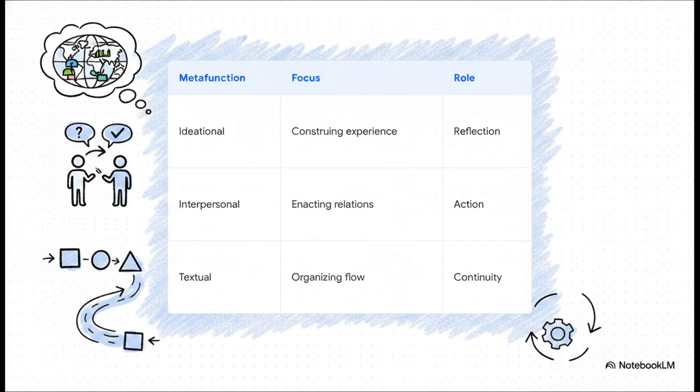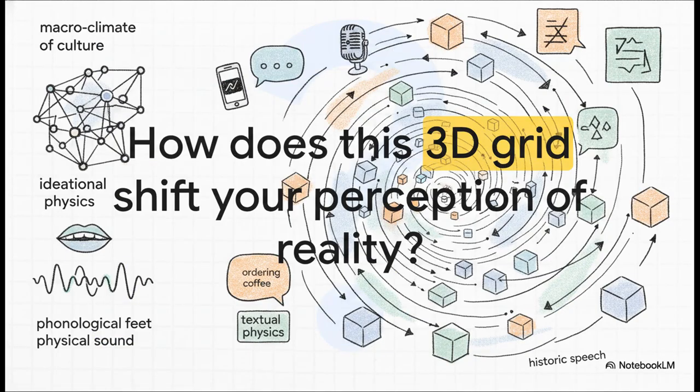And third is the textual metafunction, which organizes the flow of discourse. This is language as continuity, ensuring that your message holds together from one sentence to the next. Absolutely every single clause requires all three to function. So, we've zoomed from the macroclimate of culture all the way down to the microrhythm of the phonological foot. We've mapped the invisible realizational chain connecting human thought to physical sound.